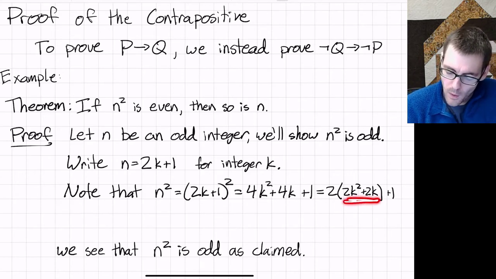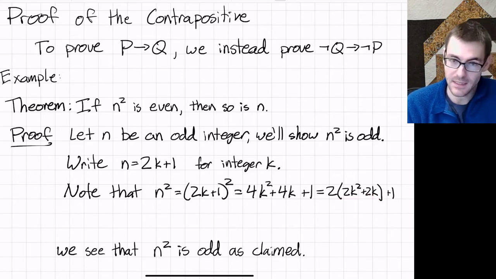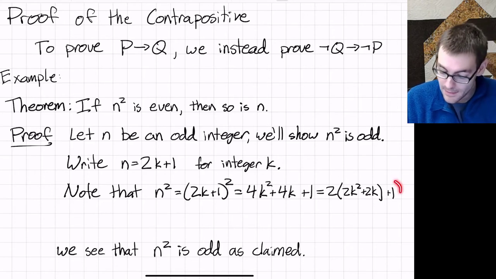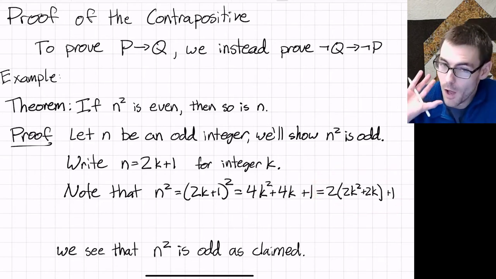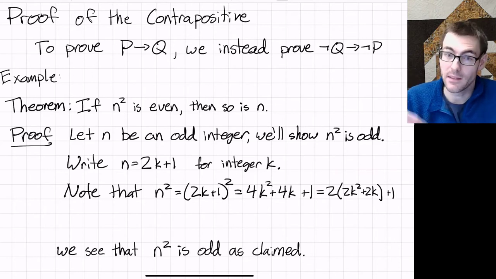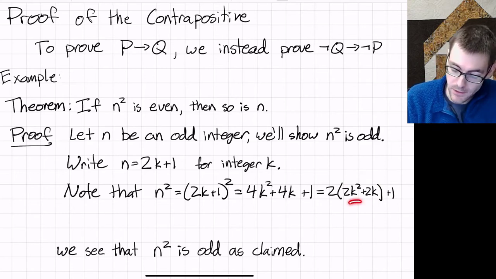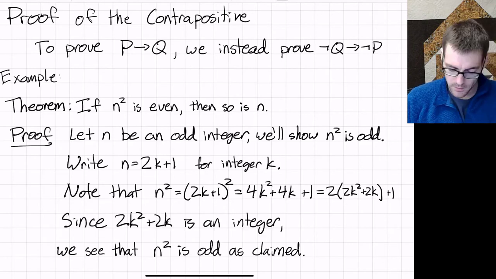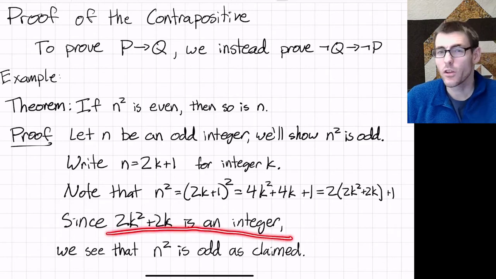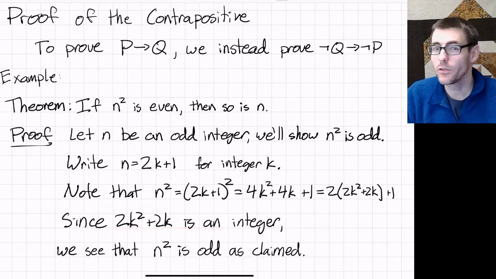We want to point out that this thing in parentheses is an integer. Just because a number can be written in this form doesn't automatically mean that it is odd. It has to be the case that the thing in parentheses here is an integer. Thankfully, since k is an integer, so is 2k squared plus 2k. So this is one of those pieces that we could get away with not including.